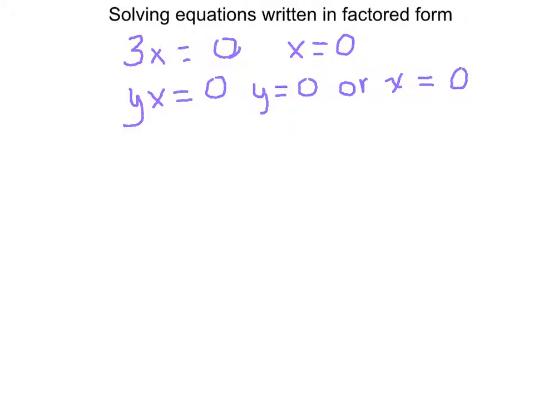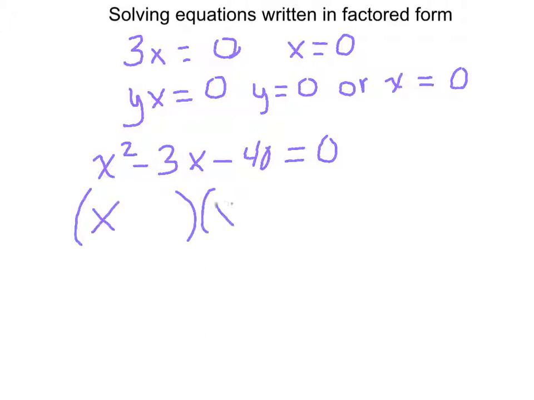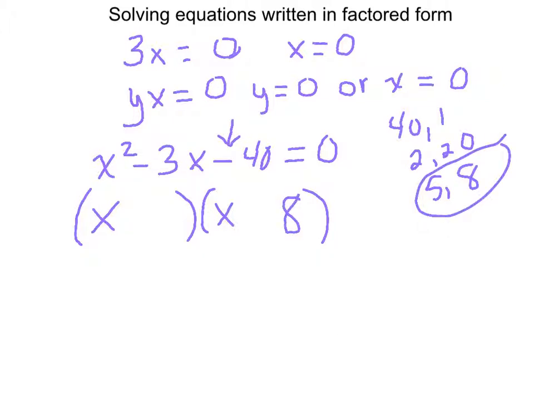So that being said, if we have something like x squared minus 3x minus 40 equals 0, and again, you have to know how to factor this, so if you haven't learned factoring yet, go back and watch my video on factoring a trinomial. We're going to factor this out. What times what gives us 40? We have 40 and 1, 2 and 20, 5 and 8. Which ones subtract to give us 3? It's going to be that guy. And we need the 3 to be negative, so it's going to look like this.